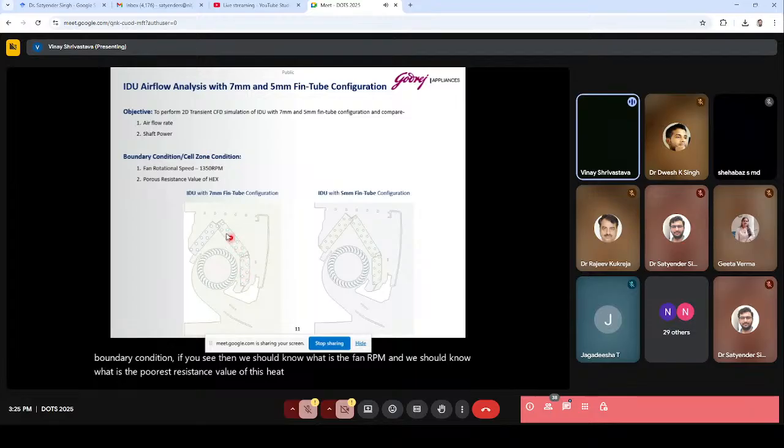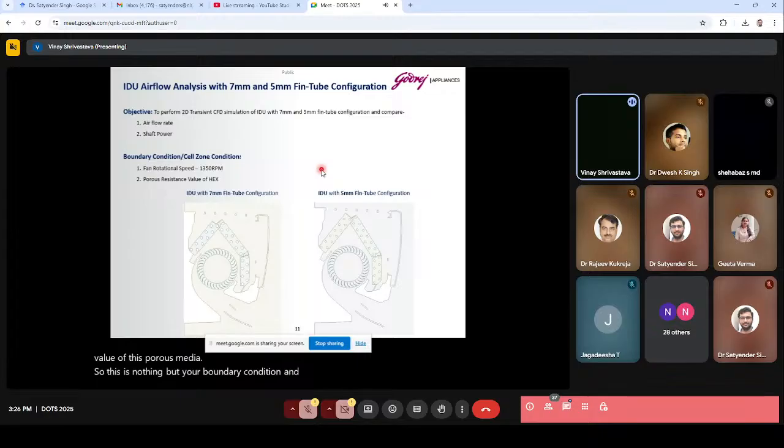I think you would have seen this heat exchanger. It consists of fins and tubes, and simulating fins and tubes becomes very difficult if you want to simulate each individual fin and tube. So what we do is define this heat exchanger as porous media, and then we define a resistance value for this porous media. So this is nothing but your boundary condition and cell zone condition.